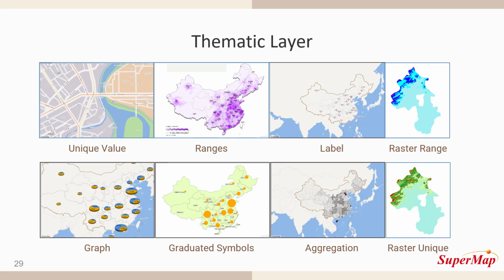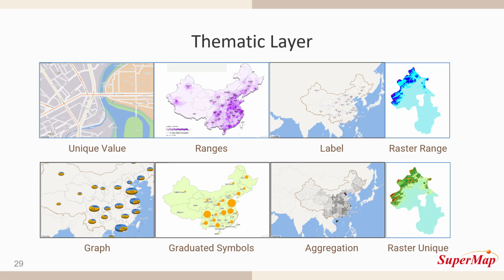Label maps are used to annotate point, line, or region objects on the map with text or numbers. For example, you can create a label map for a river dataset to annotate the rivers with their names or lengths on the map. The graph map draws charts for each element or reflects the corresponding semantic value.